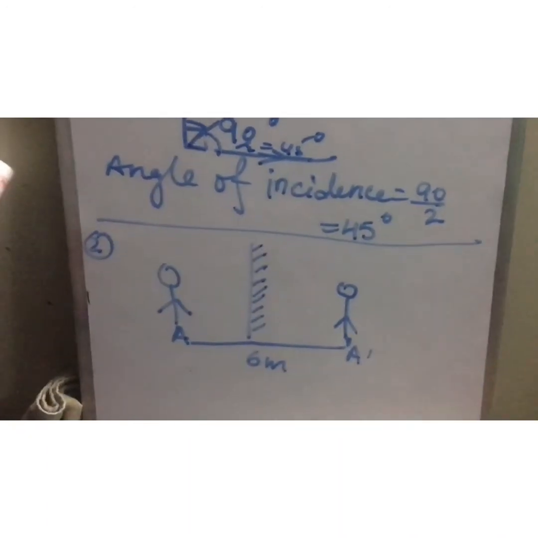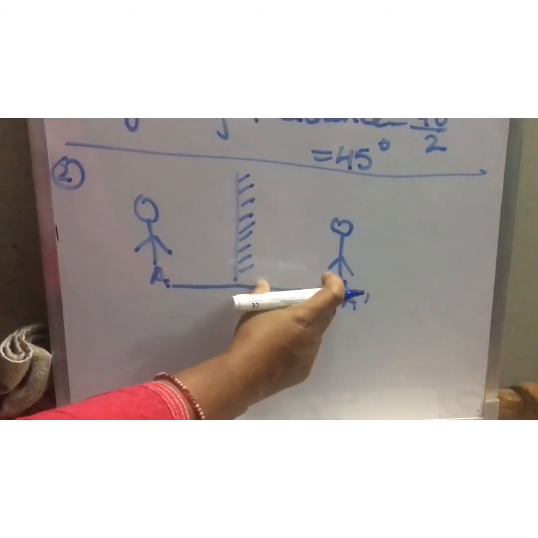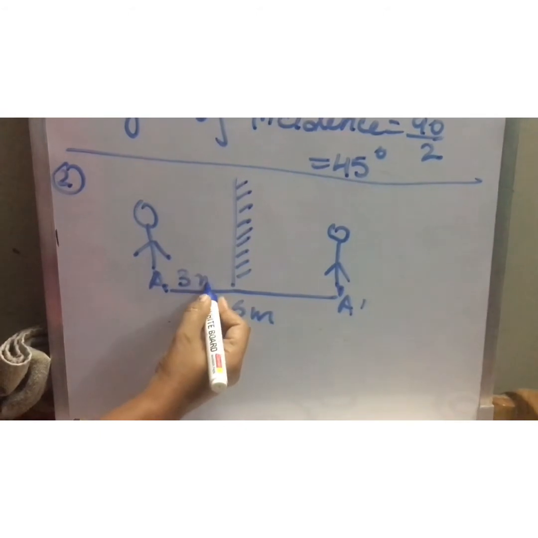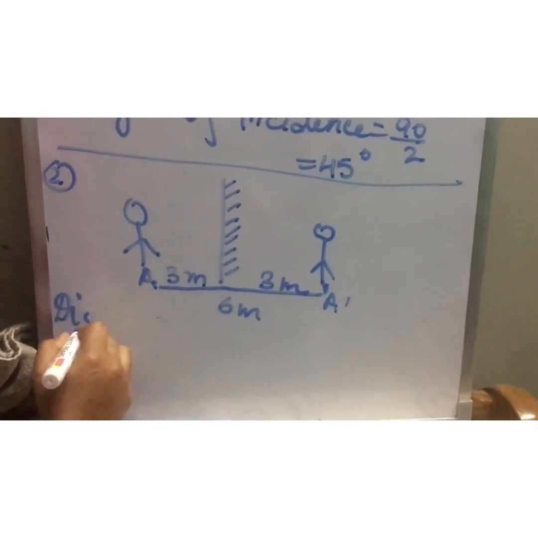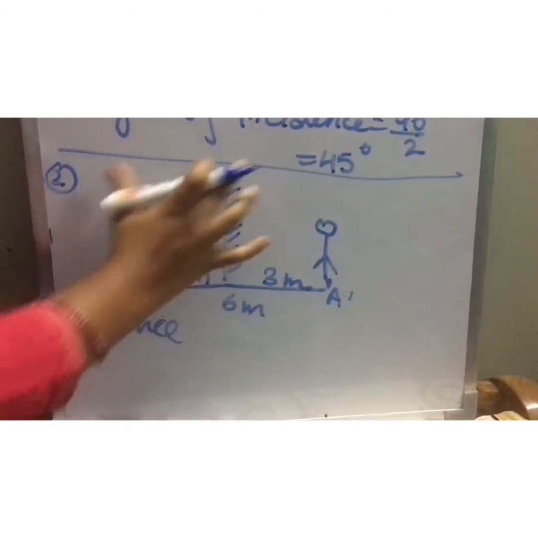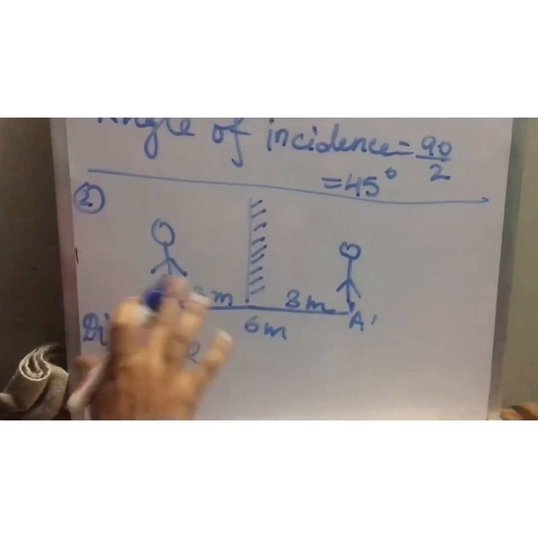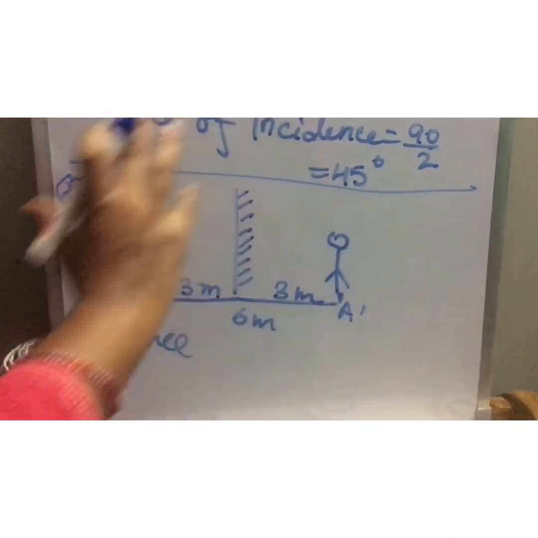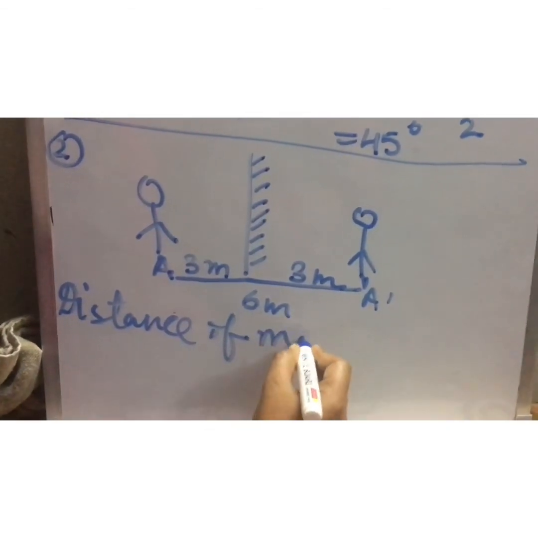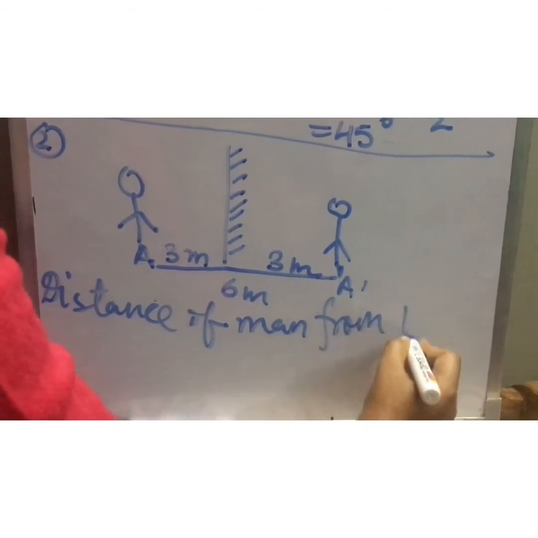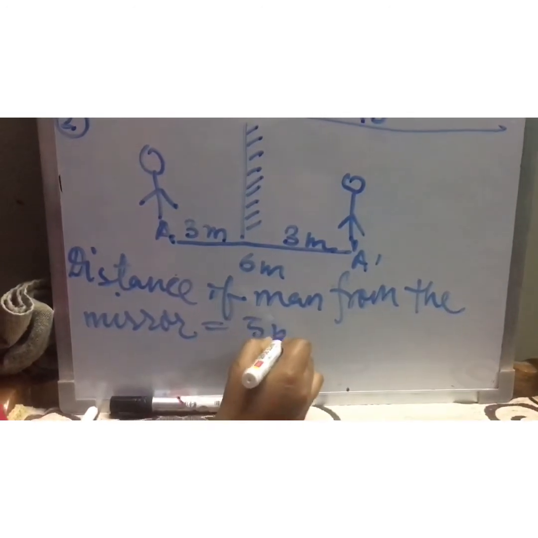What is the distance of the man from the mirror? We know that object distance equals the image distance. That means this 6 meters will be divided into two parts, 3 meters and 3 meters. So the answer is 3 meters. Without drawing this diagram, you are not able to give the answer. So to solve every question in this chapter, you have to make it illustrated. First draw it and then only you are able to give the answer. So the distance of the man from the mirror is 3 meters.